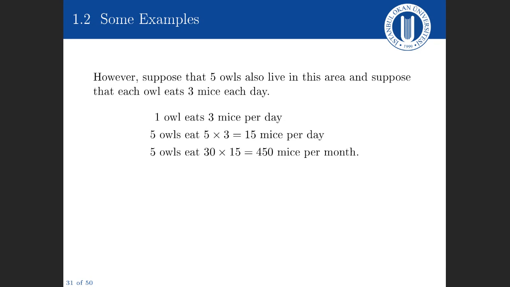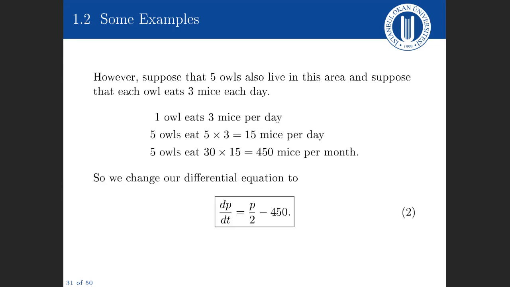But that means that the 5 owls eat, let's say, 450 mice each month. We need to change our differential equation to account for this. We had dp dt is equal to p over 2 before. That's how much it changes each month. Because the mice are being eaten each month, we're going to have minus 450 on the end of the differential equation. We're going to be studying dp dt is equal to p over 2 minus 450.